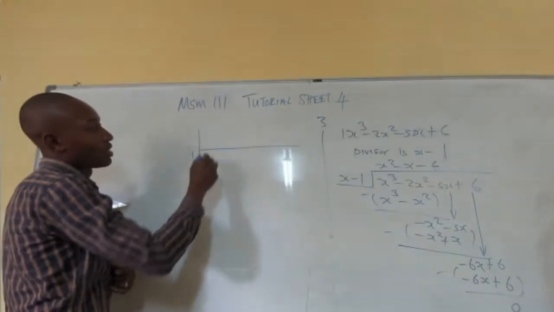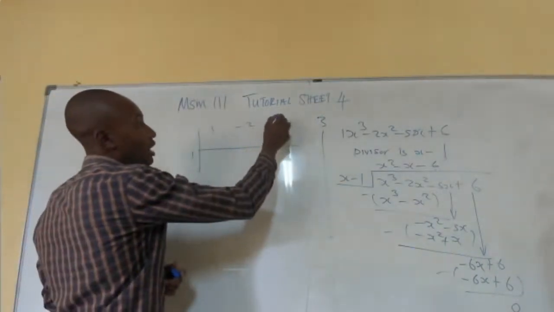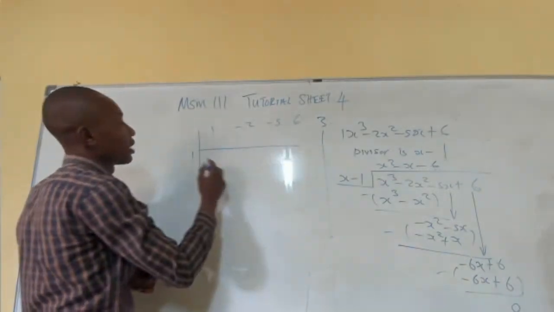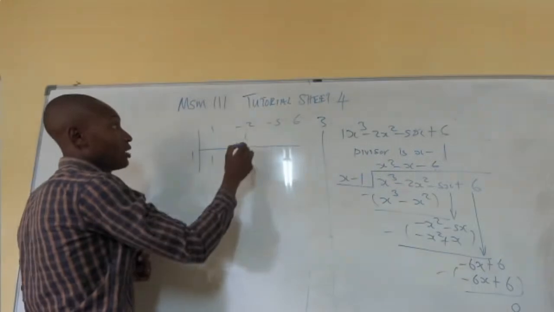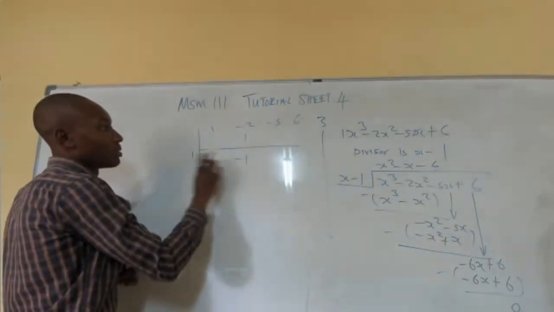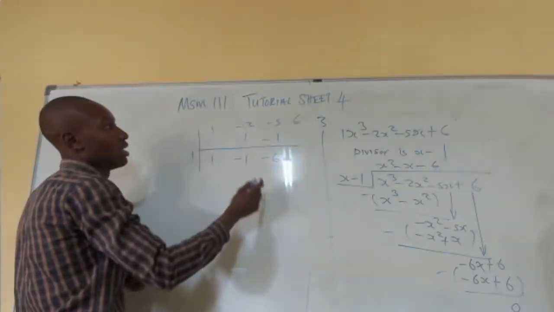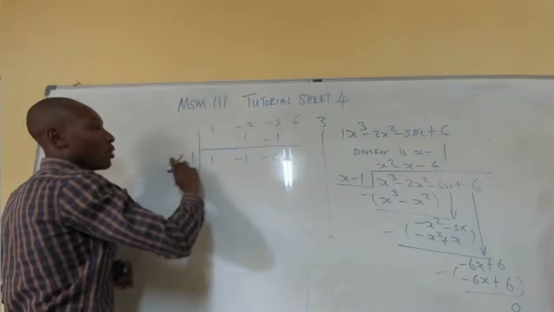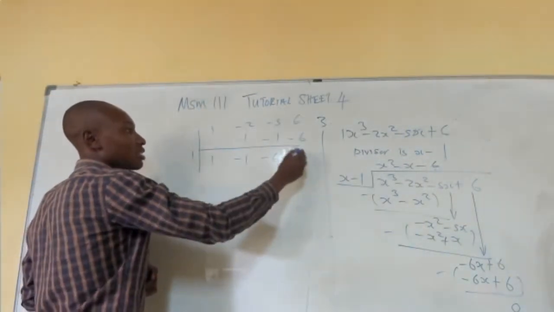What are the coefficients in question? 1, negative 2, negative 5, and 6. Okay, so bring down the 1 as we said. 1 times 1 is 1. If you add these two, it's negative 1. If you multiply, this is negative 1. If you add these two, it's negative 6. If you multiply 1 times negative 6, it is negative 6. When you add, this is 0.